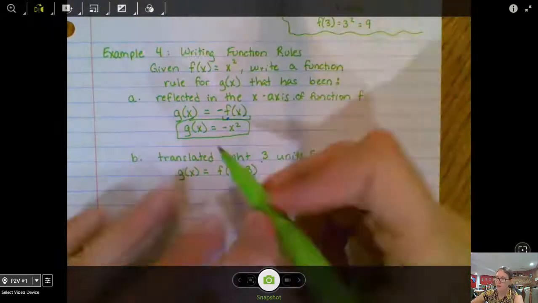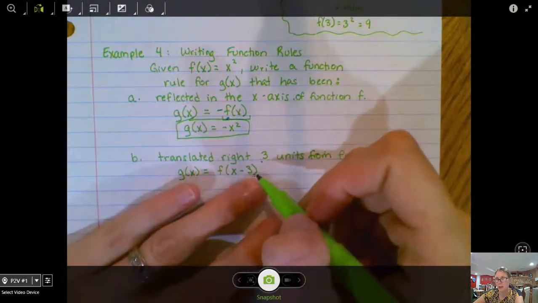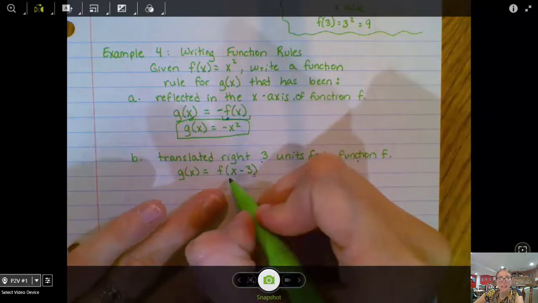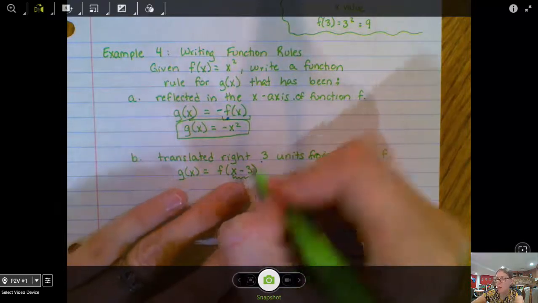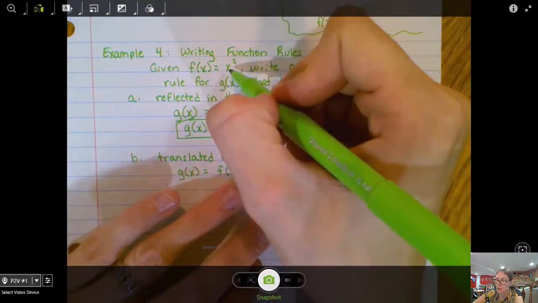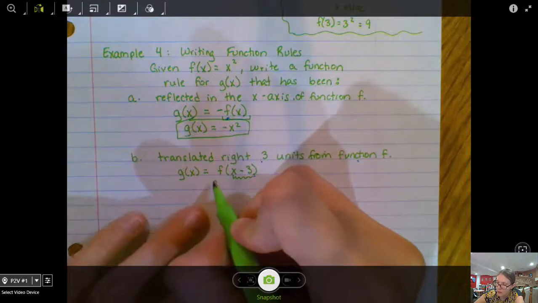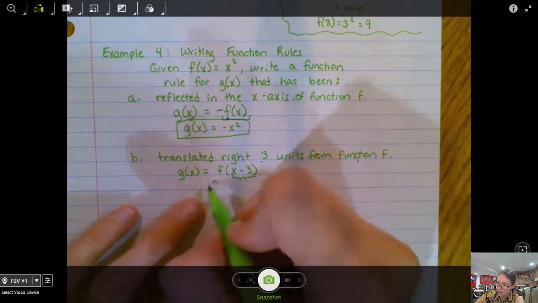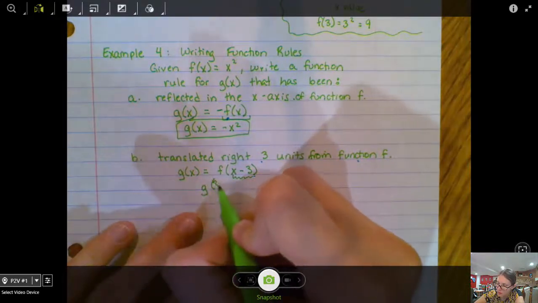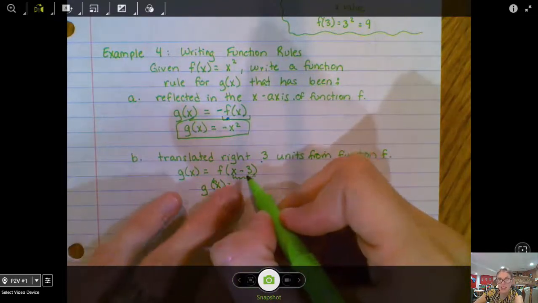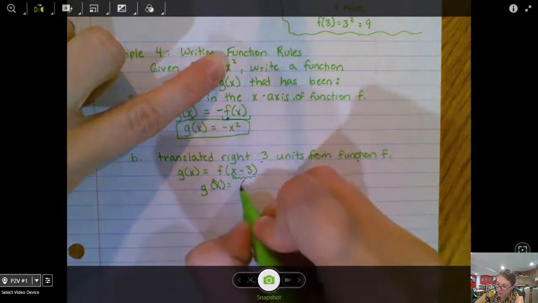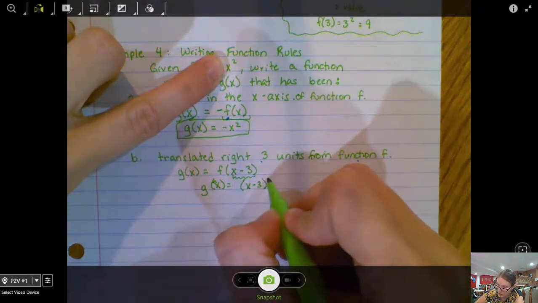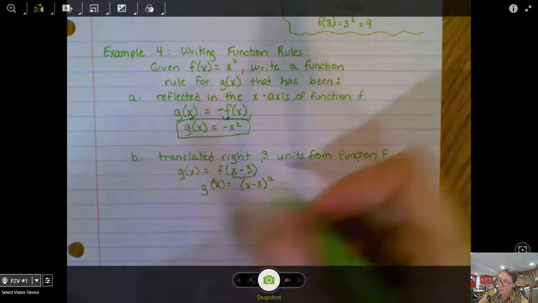Okay, knowing that, let's come back down here. G of x is f of x minus 3. I have stuff inside the parentheses, so the stuff needs to get plugged in for x in my equation. So I'd have g of x equals, take this x minus 3, plug it in for x. That x minus 3 would all get squared. And that's all we need to have as our answer.